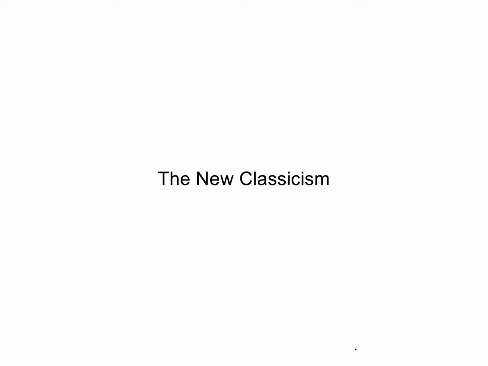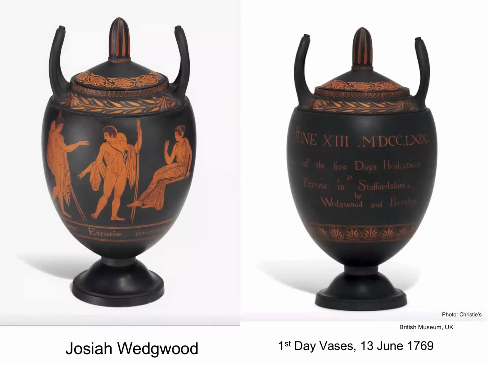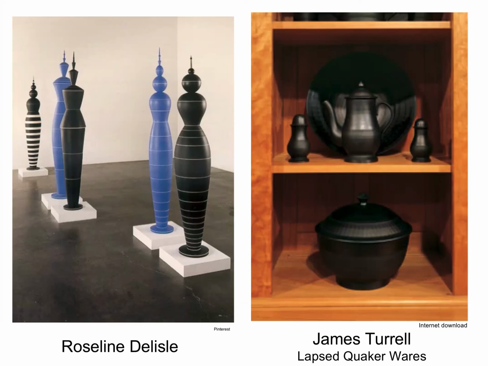So this is a section on the new classicism, because by the middle of the 18th century, there was a revival through archaeological discoveries in Italy and elsewhere for Greek Attic pottery again. And Josiah Wedgwood, the great industrialist potter, at the first day of his factory on the 13th of June 1769, threw those pots that were then painted in the red figure style. And there was a revival of those types of things.